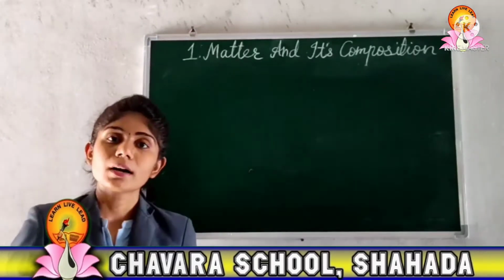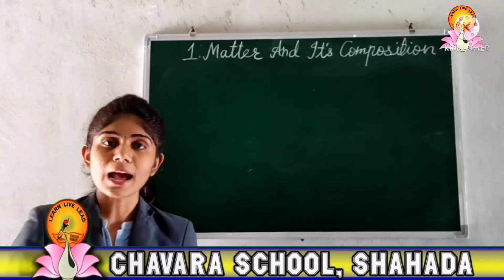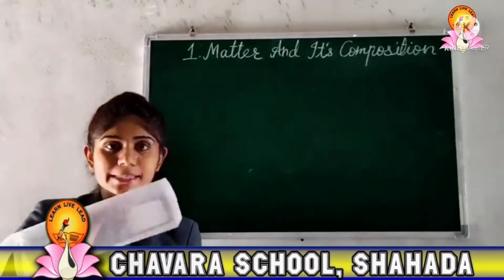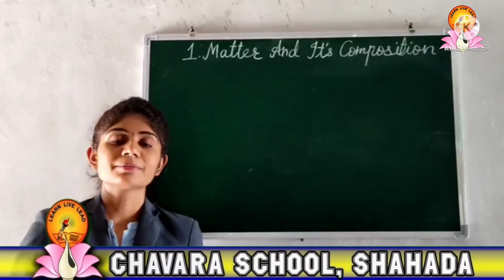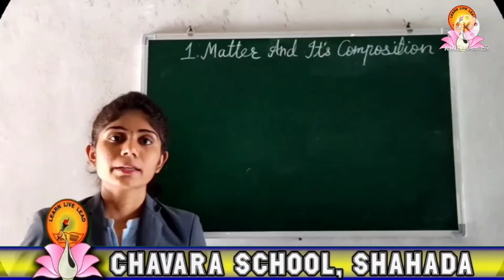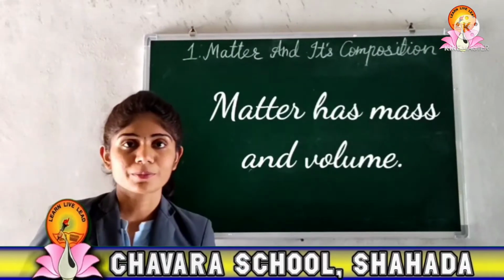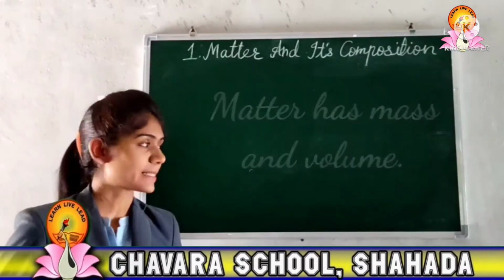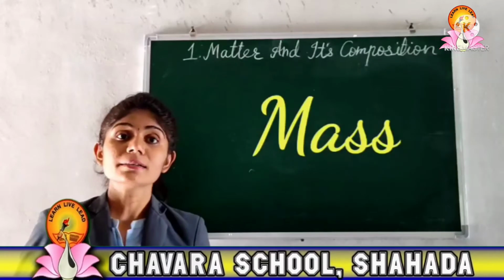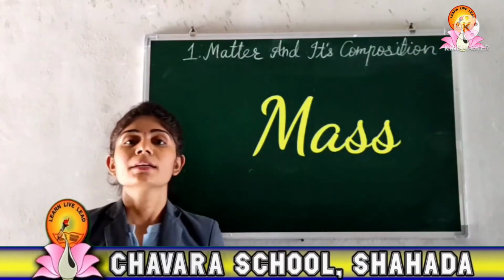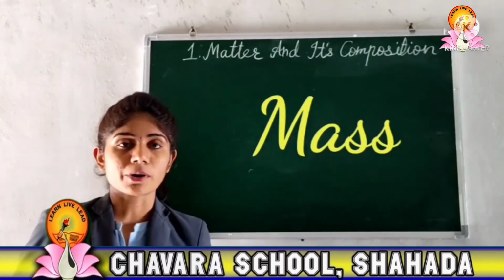The other examples of matter are plastic, duster, book. Every matter has mass and volume. So what is a mass? Mass is an amount of matter contained in any body.